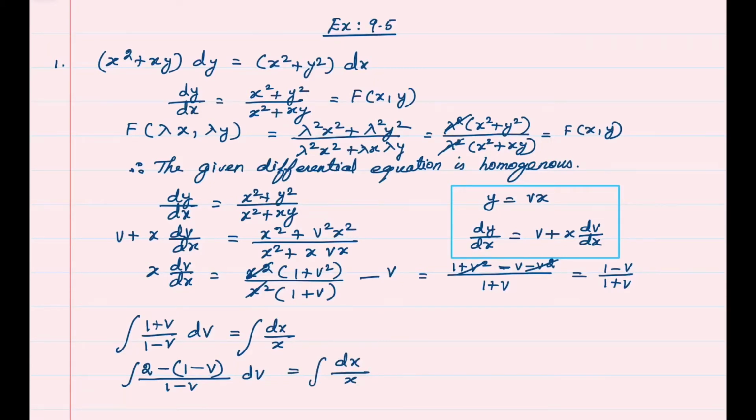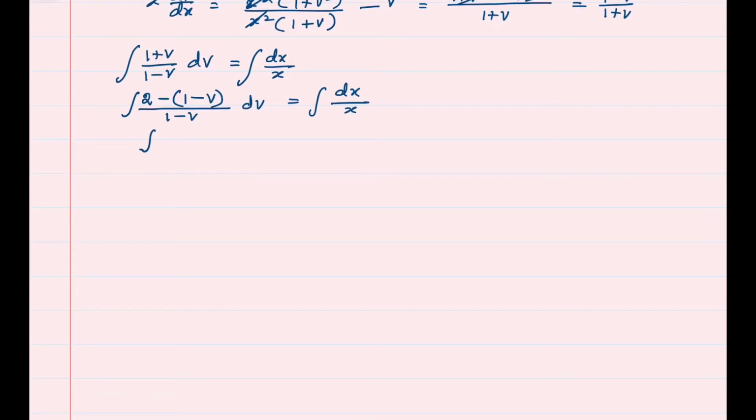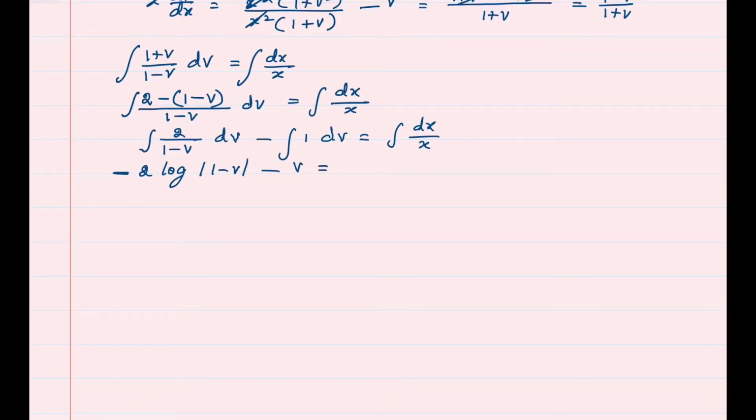We will split the function. Integral of 2 divided by 1 minus v dv minus 1 minus v divided by 1 minus v, which is 1 dv, equal to integral dx over x. We get 2 times log of absolute value of 1 minus v. Do not forget to divide by the coefficient of v, which is minus 1, minus integral of 1 with respect to v is v, and integral of 1 by x is log of absolute value of x plus c.